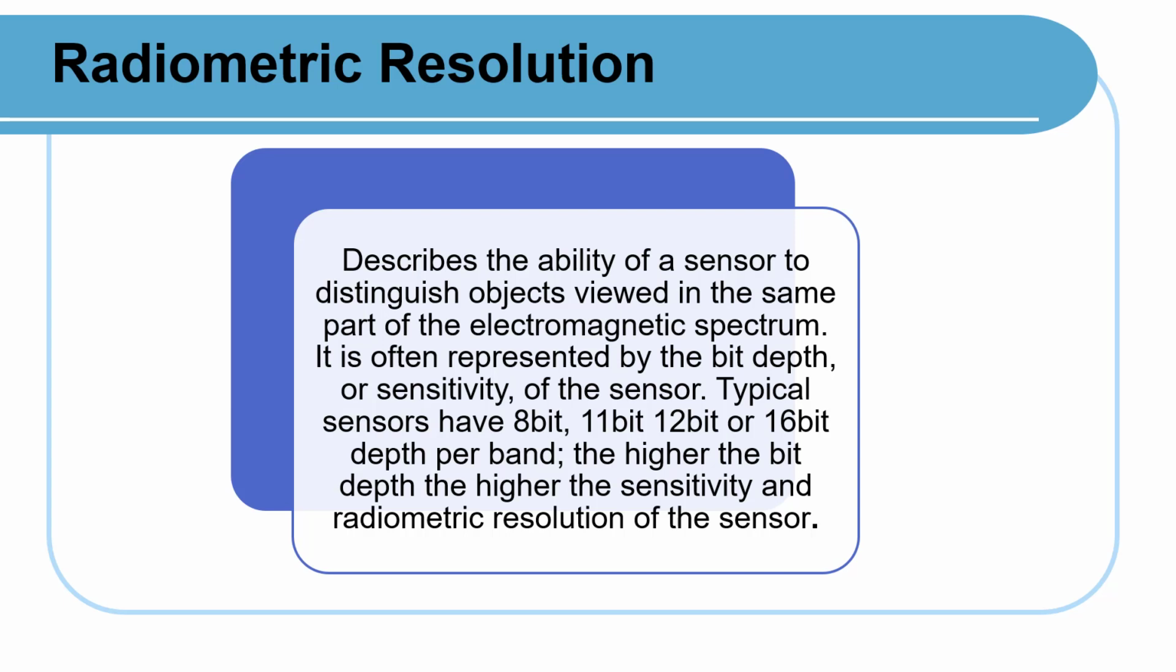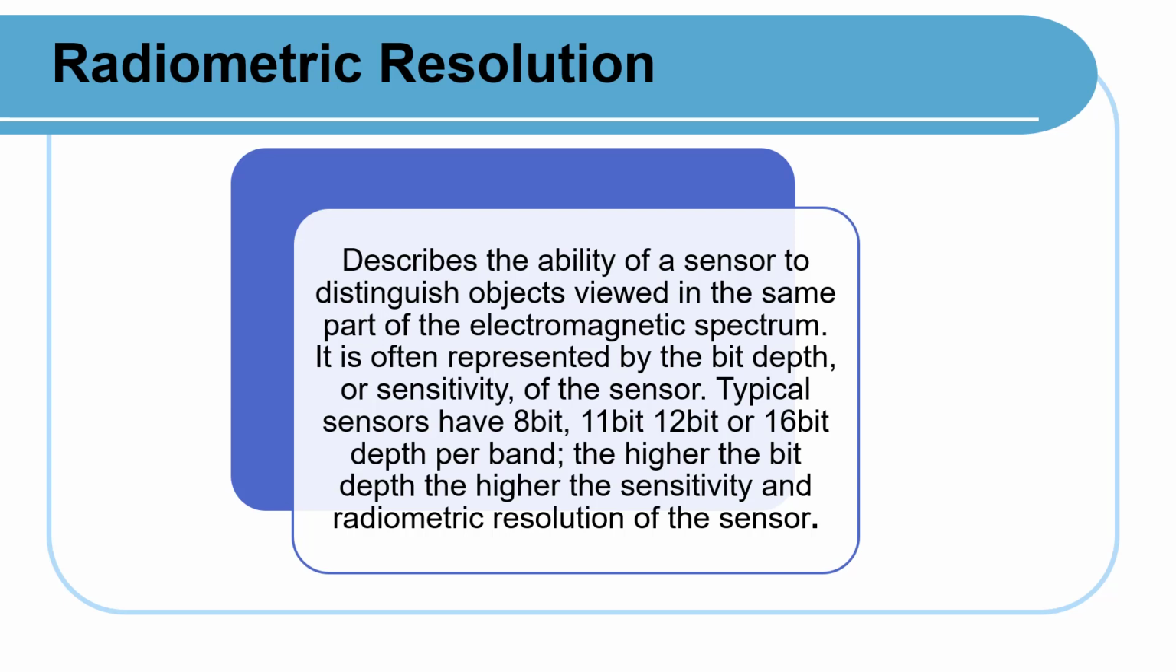And then finally, radiometric resolution. It describes the ability of a sensor to distinguish objects viewed in the same part of the electromagnetic spectrum. So it's often represented by bit depth or sensitivity. The typical sensors have 8-bit, 11-bit, 12-bit, or 16-bit depth per band. And the higher the bit depth, the higher the sensitivity and radiometric resolution of the sensor.